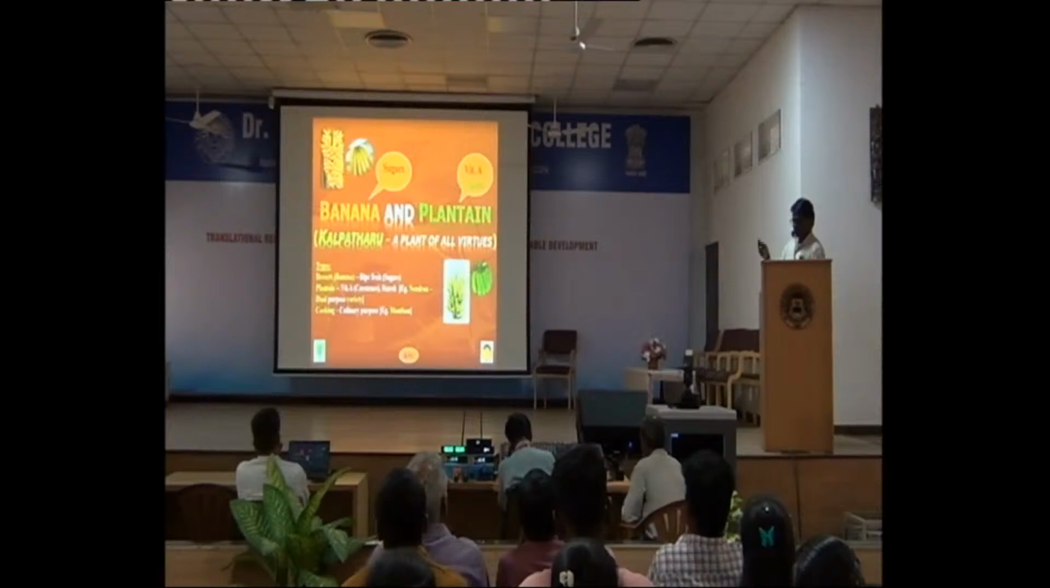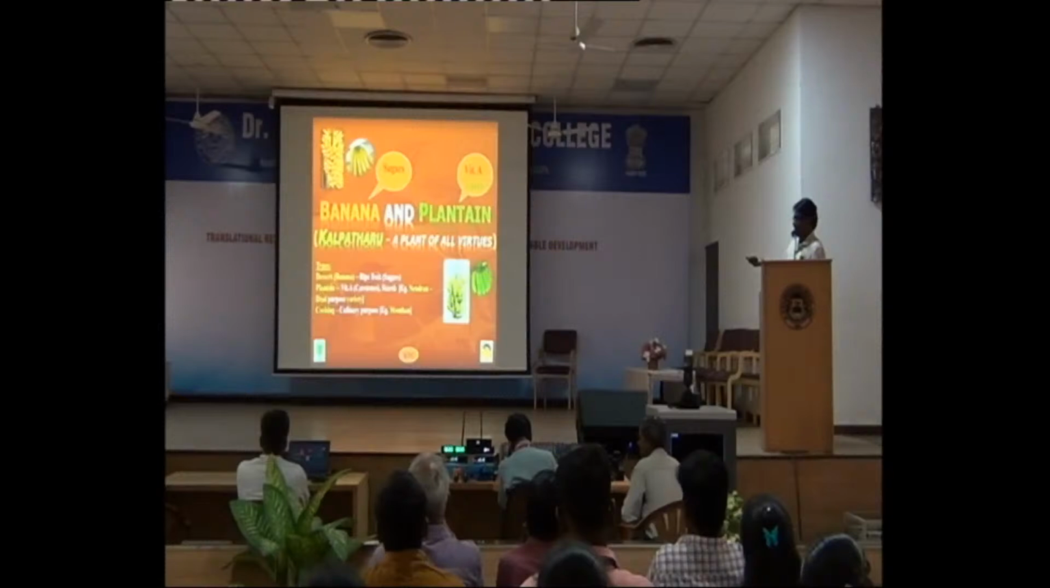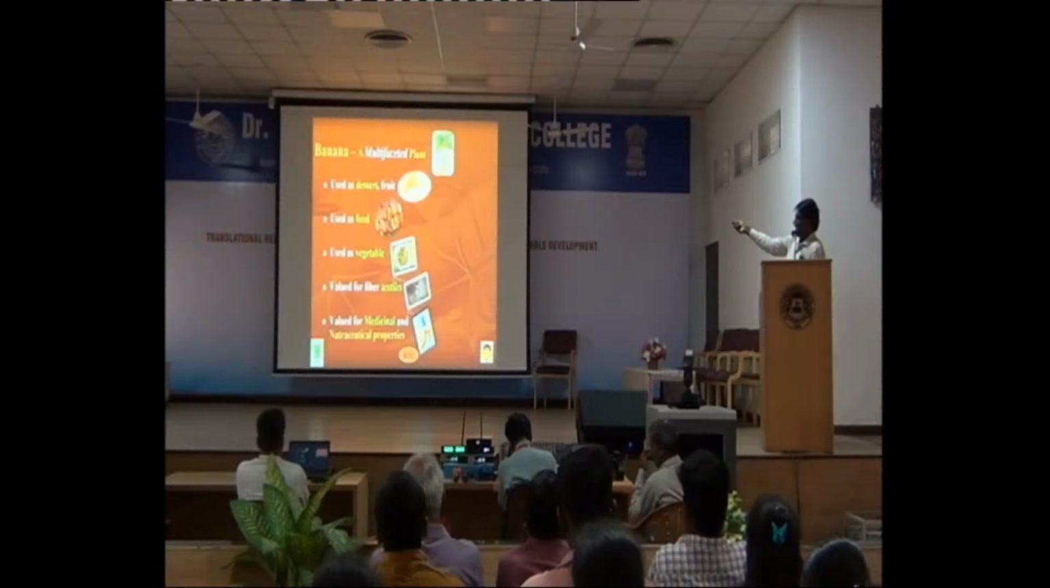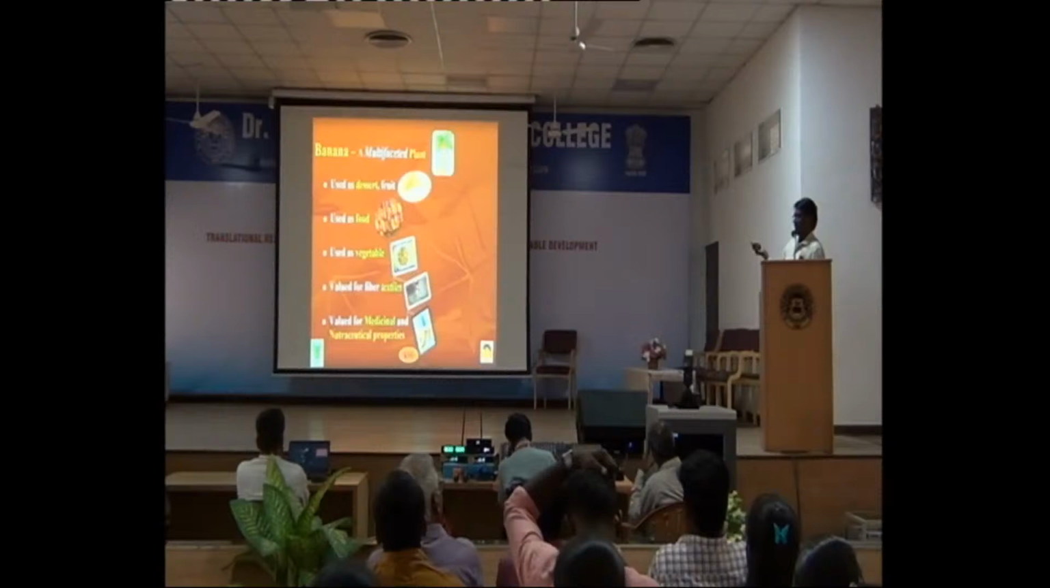Banana is called Kalpataru, like coconut and palmyra, which we call Kalpa Vriksham. So banana is called Kalpataru because every part of the plant can be utilized. It has a lot of medicinal and nutraceutical properties. This is a multifaceted plant. It is used as a fruit. In some African and Asian countries, unripe green banana is used as a food. It is a vegetable. We can also extract fiber and use it for textiles and garment making. It has a lot of medicinal and nutraceutical properties.